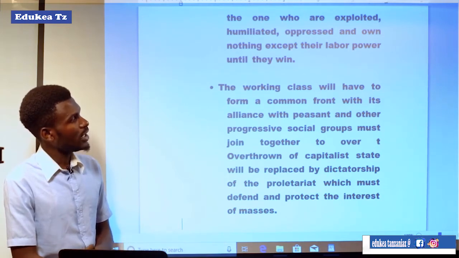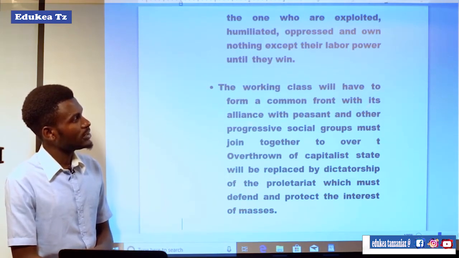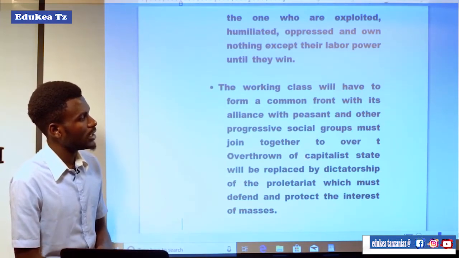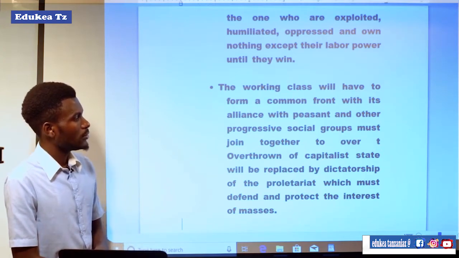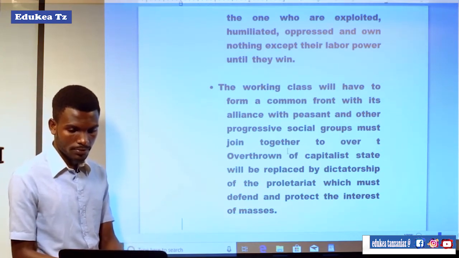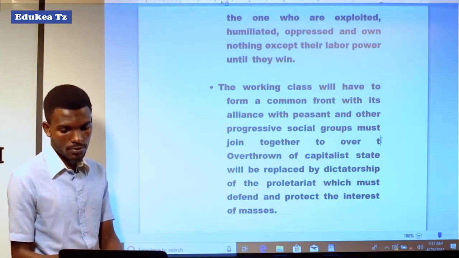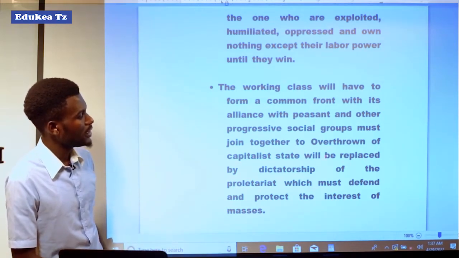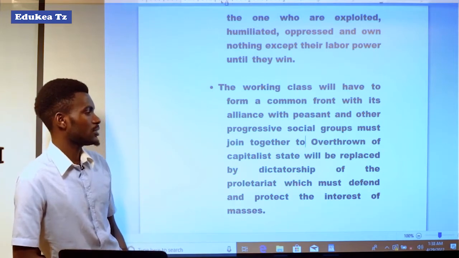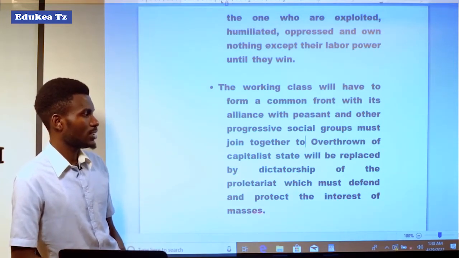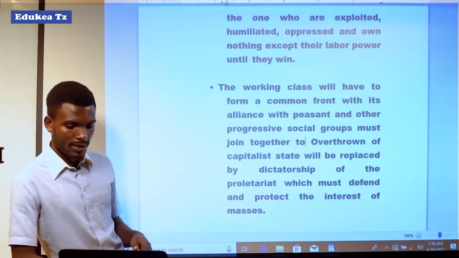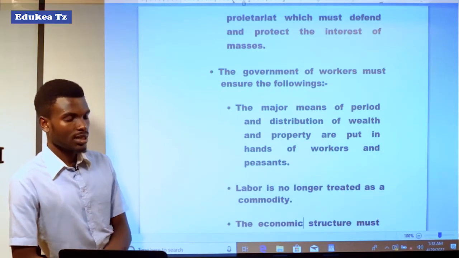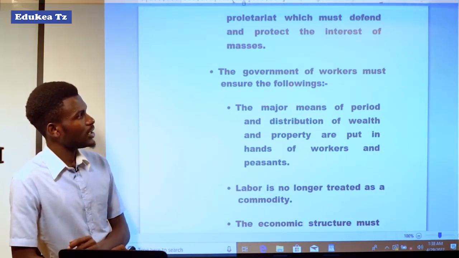Another observation: the working class will have to form a common front, in alliance with peasants and other progressive social groups, to overthrow capitalism. The capitalist state will be replaced by the dictatorship of the proletariat, which must defend and protect the interests of the masses. Another observation from the analysis of Karl Marx and Friedrich Engels was that the government of workers must ensure the following.